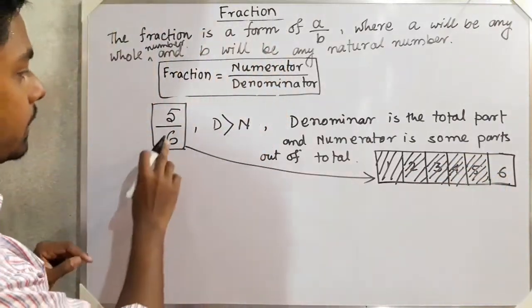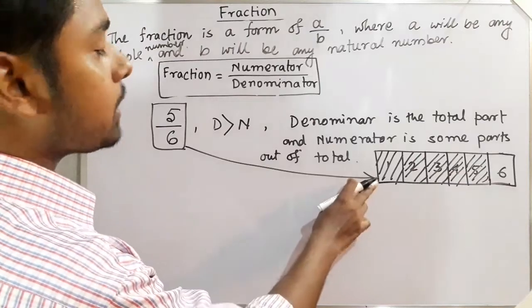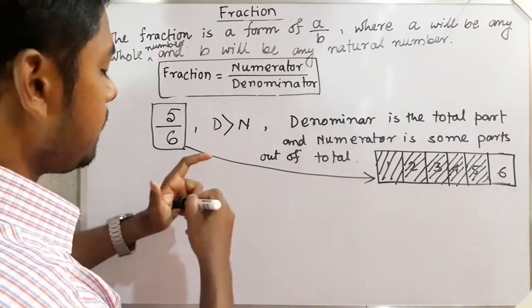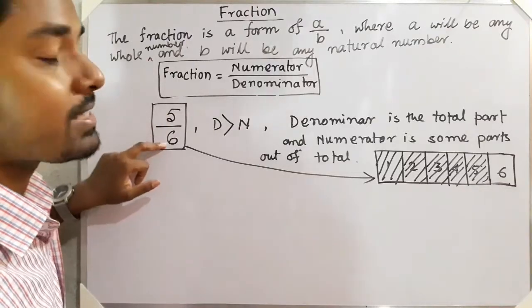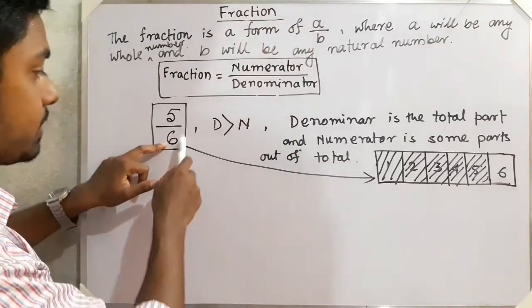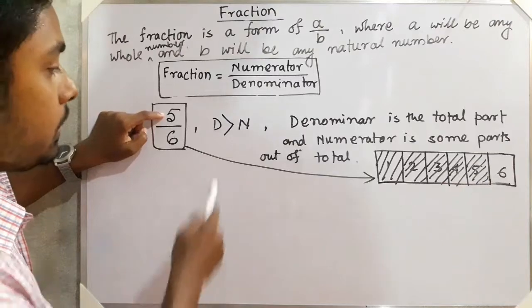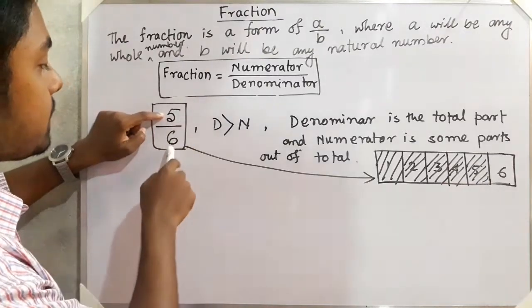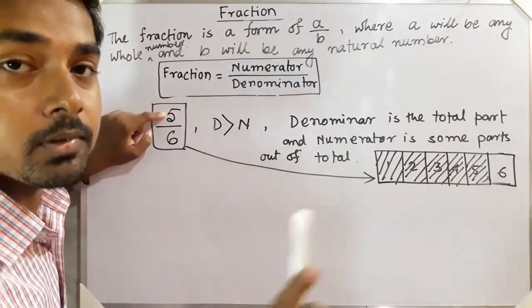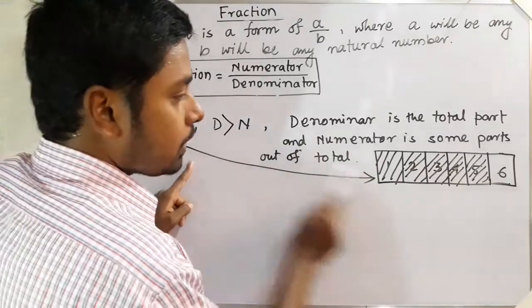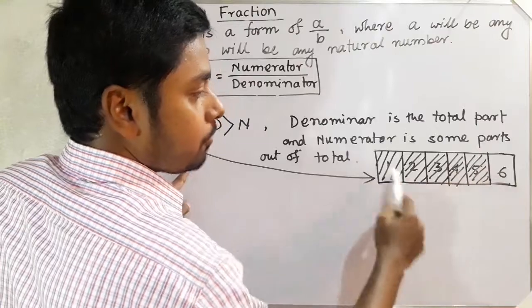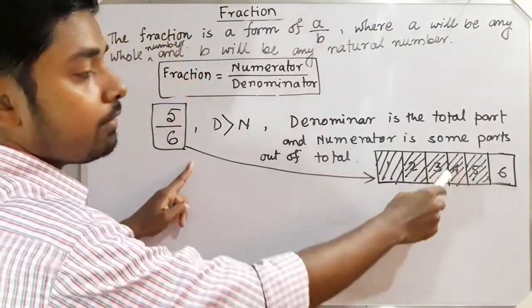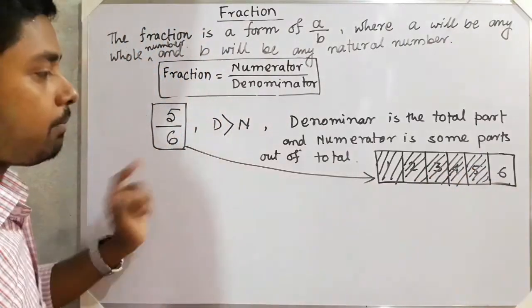So this 5 by 6 represents what? This 5 by 6 represents the 5 parts out of 6 parts, where 6 is the total and 5 is the some parts out of 6. Okay, so 5 by 6 represents what? 5 by 6 represents out of total 6 parts, 5 parts we have taken here. That is called 5 by 6.